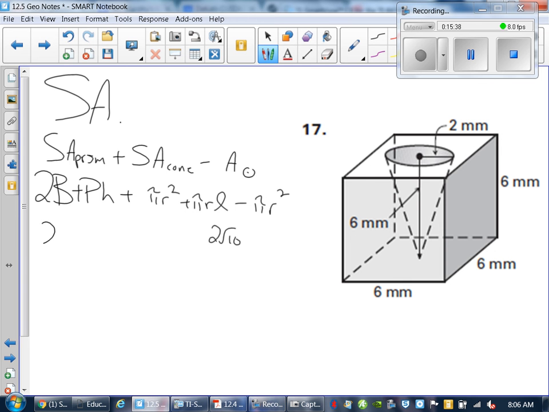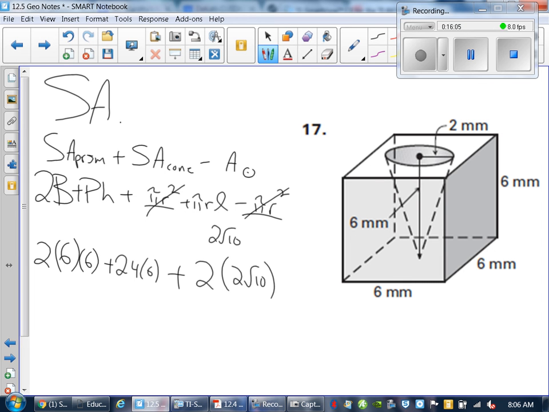Twice the area of the base. What's 2 times 6 by 6? Perimeter of the base: there are 6's and there's 4 of them. What's 6 times 4? 24. And how far apart are they? 6. And like Austin was saying here, pi r squared minus pi r squared is 0. Our radius was 2 times 2 root 10. Actually, I'll put my pi here so it's easier to type in the calculator. And that gives me my answer, some sort of a decimal.